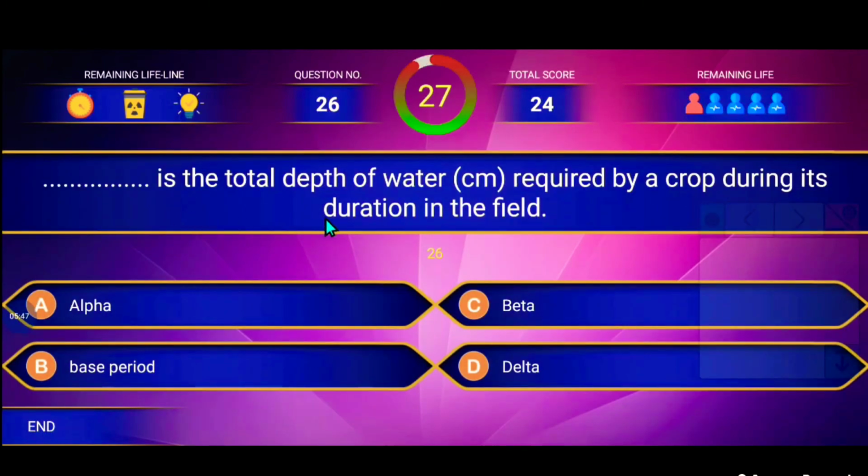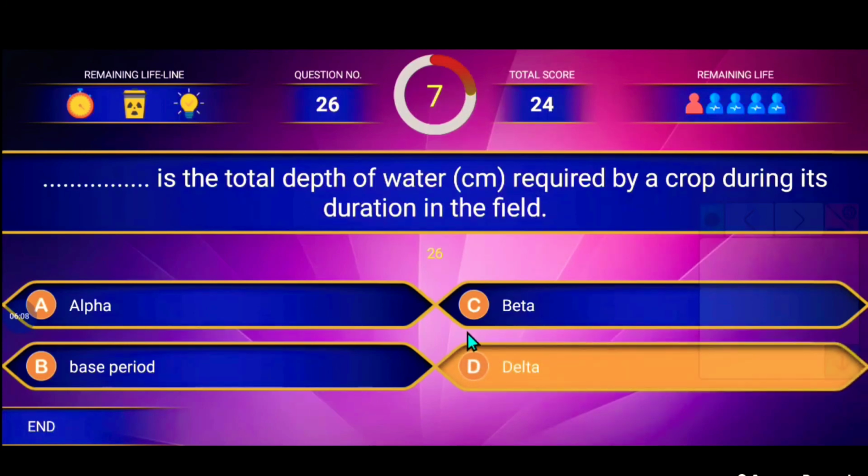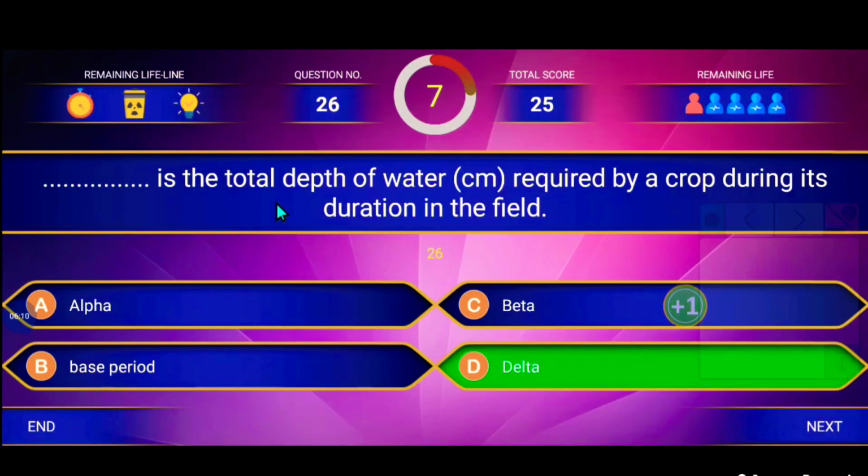Go to the next question. Dash dash is the total depth of water in centimeter required by the crop during its duration in the field. First option is alpha, second one is base period, third option is beta, and the last one is delta. So the correct option is delta. It is the total depth of water required by the crop during its duration in the field.